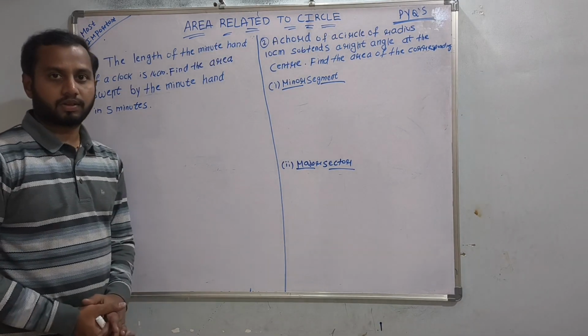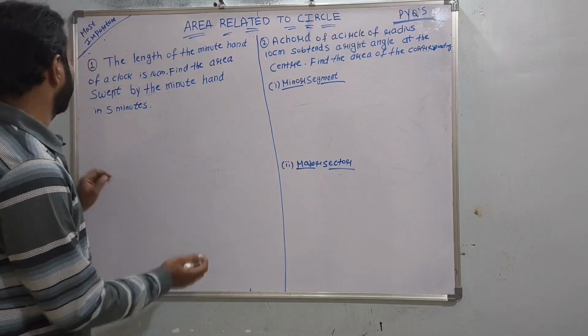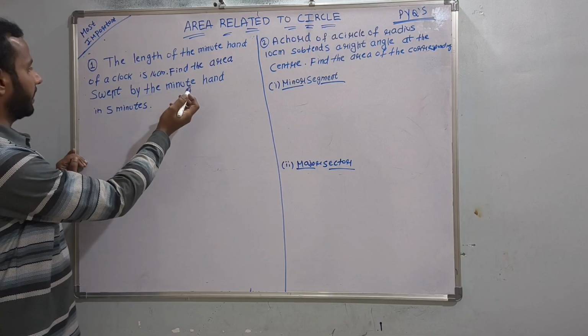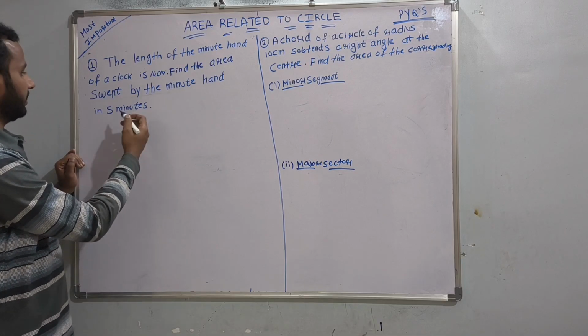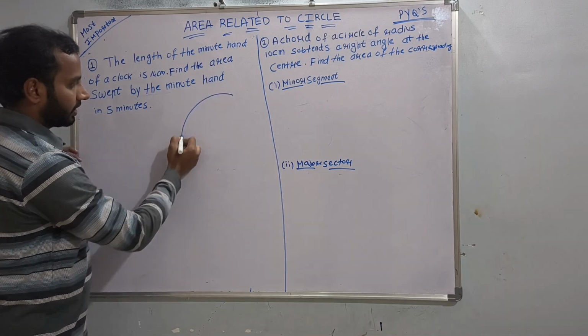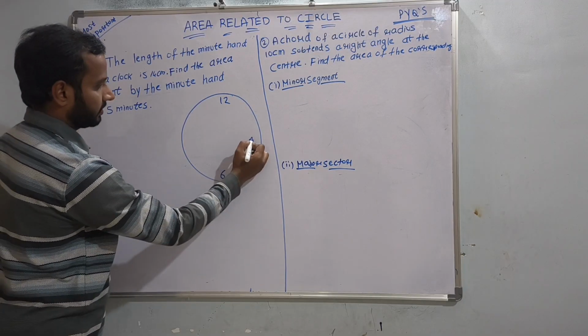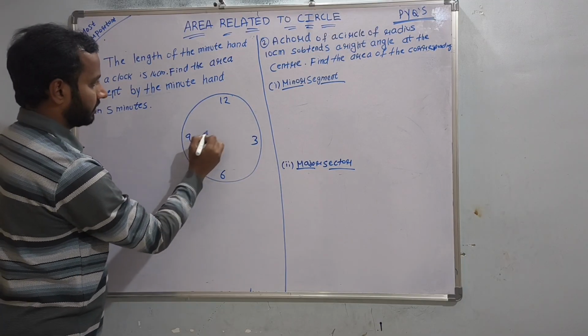Okay, we will be starting with the first question. The length of the minute hand of a clock is 14 centimeter. Find the area swept by the minute hand in 5 minutes. Let us draw a clock. 12, 6, 3, 9, 1.